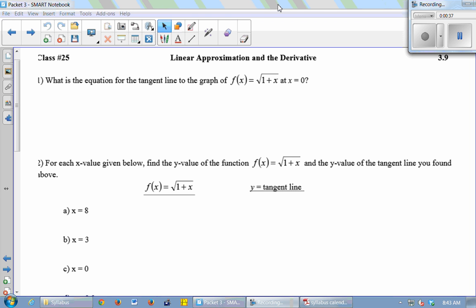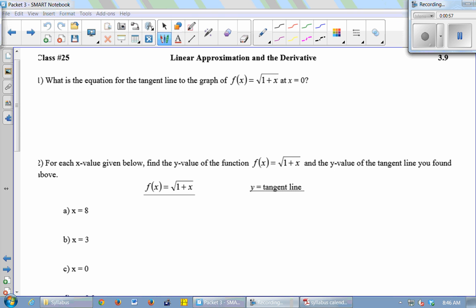So take 5 minutes or so and find the equation of the tangent line to the graph of f of x equals the square root of 1 plus x at x equals 0. All right, let's go through it together.